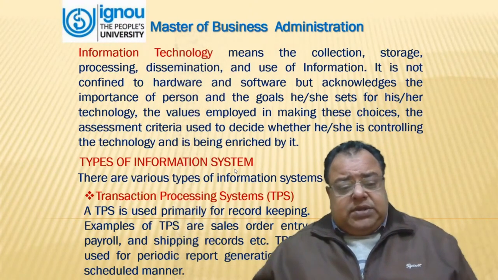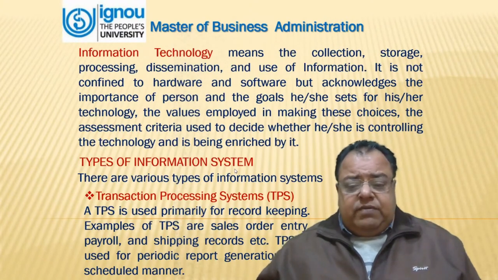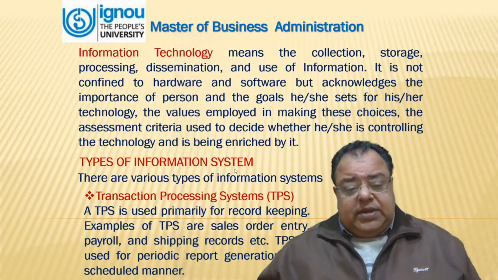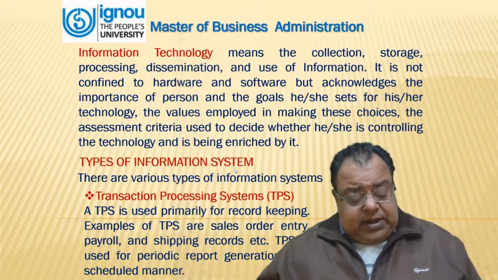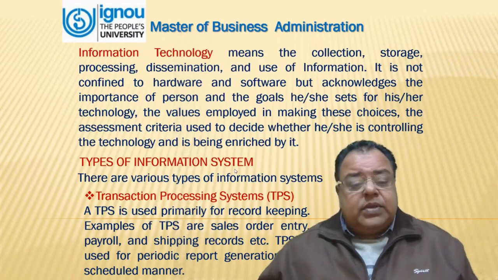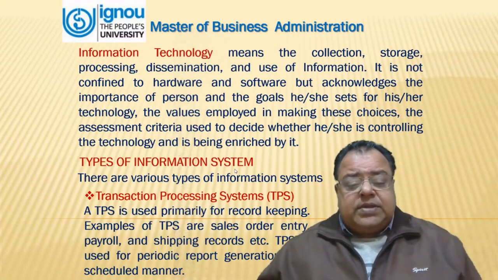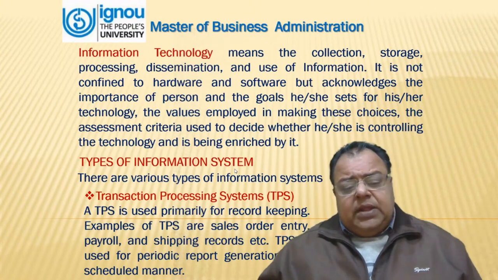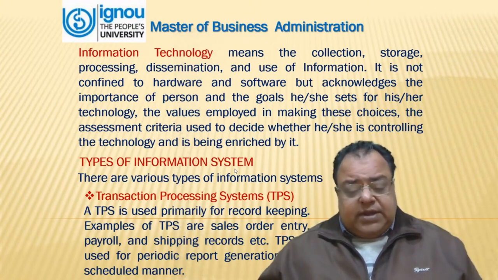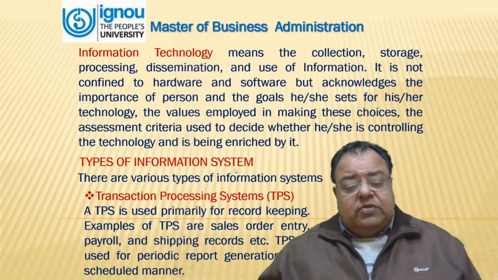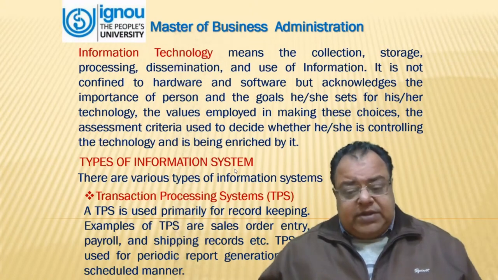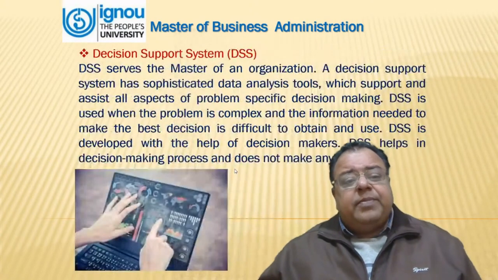Types of information system. There are various types of information system. First one is Transaction Processing System, that is TPS. It is used primarily for record keeping. Examples of TPS are sales order entry, payroll, and shipping records, etc. TPS is used for periodic report generation in a scheduled manner.